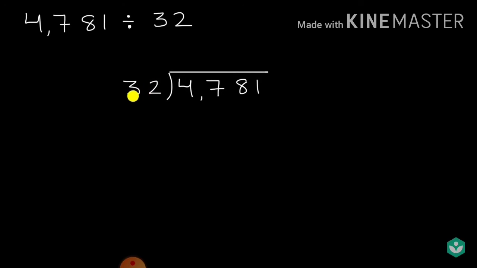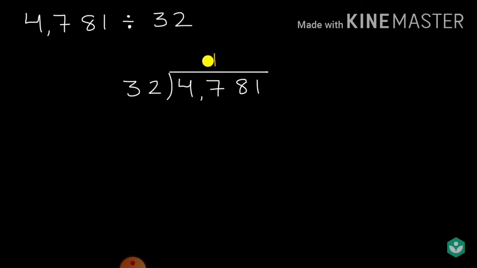So we'll start by saying, hey, how many times does 32 go into 4? Well, 32 doesn't go into 4 at all. So then we'll move on. How many times does 32 go into 47? Well, it's pretty clear that 32 goes one time into 47. So I'll put the 1 right over there above the 7 in 47. And if you're saying, hey, how did Sal know that? Well, just remember, 2 times 32 would be 64. That's more than 47. So 32 goes into 47 one time.